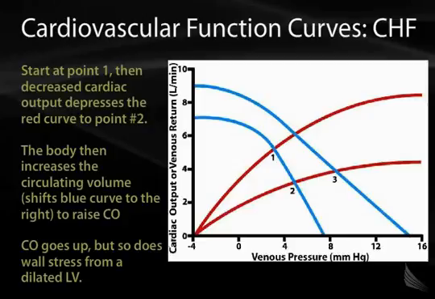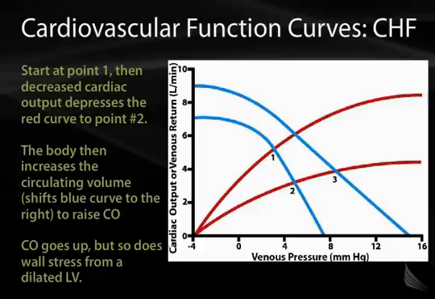This is the cardiovascular function curve in a patient with congestive heart failure. Starting at point 1, the cardiac output curve, which is the red curve, shifts downward and to the right, so that point 1 becomes point 2. As you can see, because of this heart failure, the cardiac output has diminished greatly from approximately 5 to approximately 3. This is not enough cardiac output to support the body.